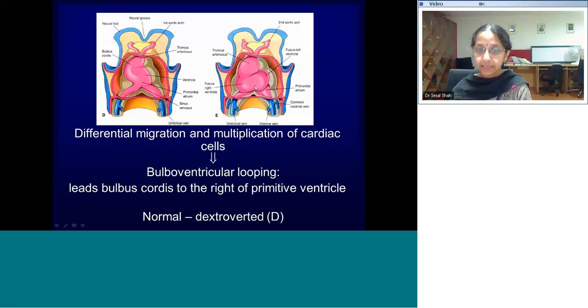And normally, what happens is, it leads the bulbus cordis to the right of the primitive ventricle. The bulbus cordis is going to give rise to the future right ventricle. So if the looping happens in this way, the right ventricle comes to lie on the right of the left ventricle. So primarily we have a D-looped ventricle because of a peculiar way of bulboventricular looping, which is due to a differential migration and multiplication of cardiac cells.